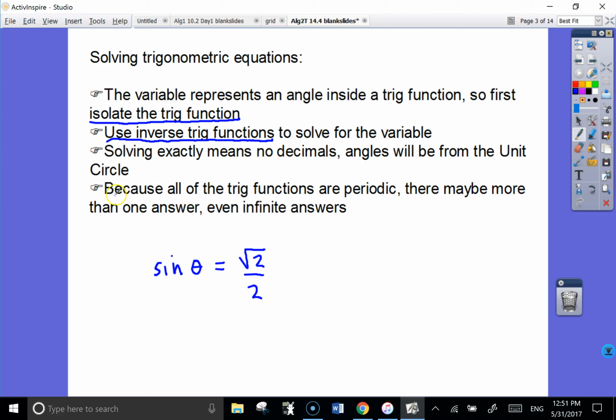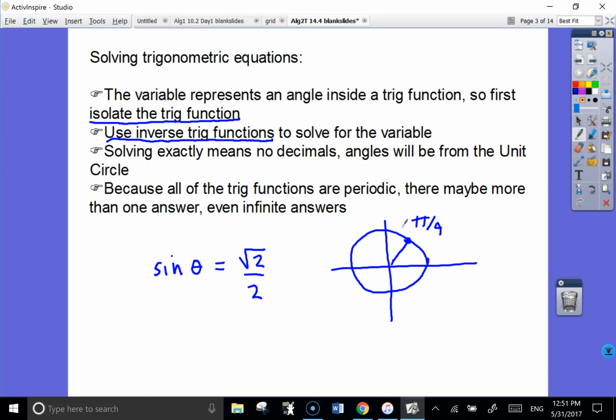And then the other thing is, because all of the trig functions are periodic, there may be more than one answer. For example, if I said, where does sine of theta equal root 2 over 2? Well, that's here at pi over 4. At least that's one place. But if I go around the circle one more time, I'm back to the same place. So the sine of theta would actually equal root 2 over 2 again. And again, and again, and again, infinitely.